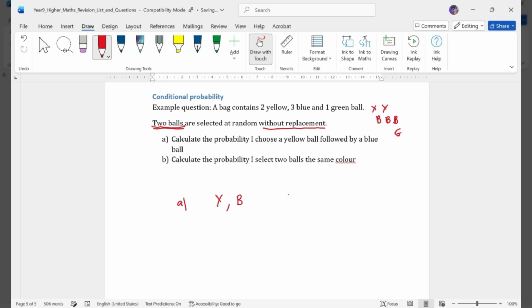So yellow is 2 out of 6, followed by, a little bit like our tree diagram, followed by then times a green, but a blue, sorry. But there are 3 blues. However, because we've already taken a yellow and not replaced it, there are now only 5 balls left. 2 times 3 is 6. 6 times 5 is 30. Okay?